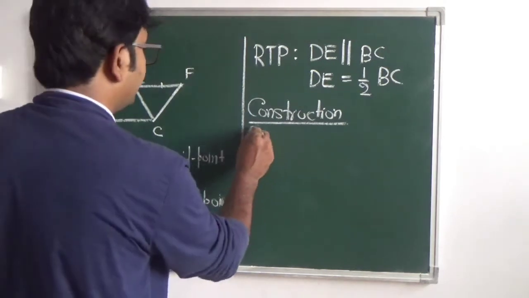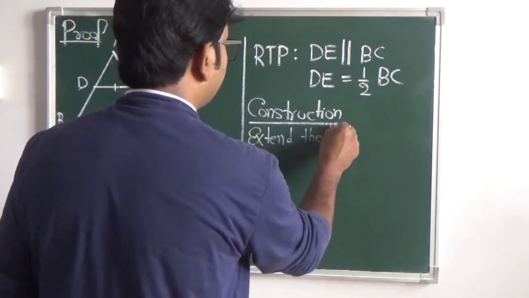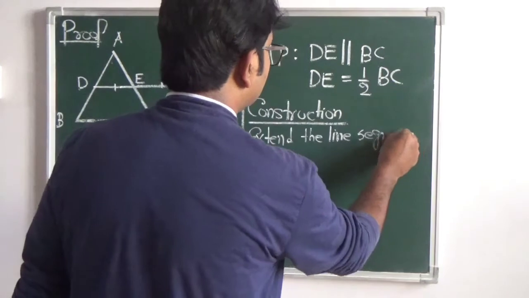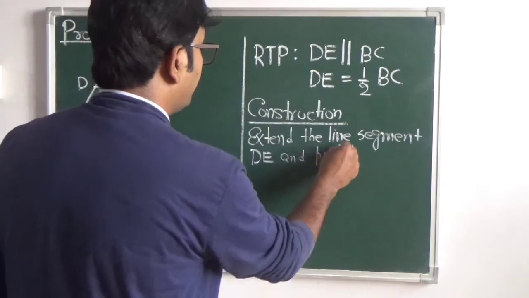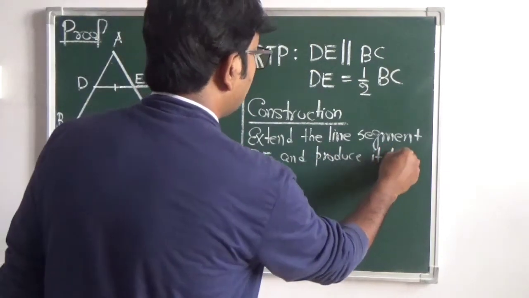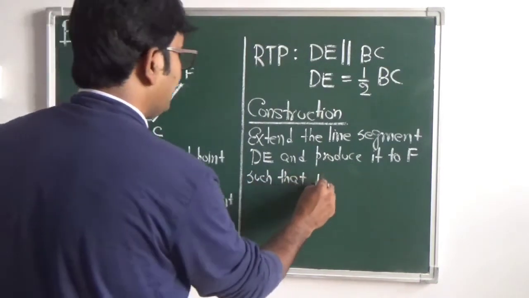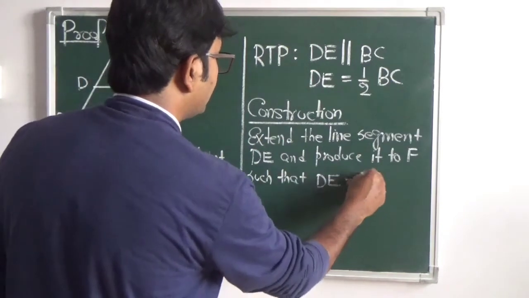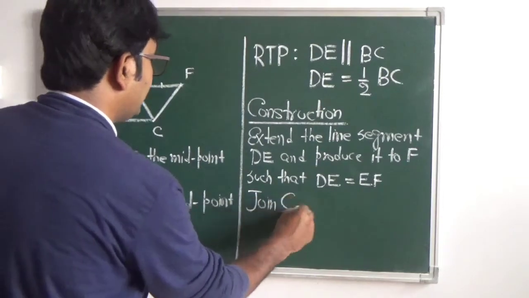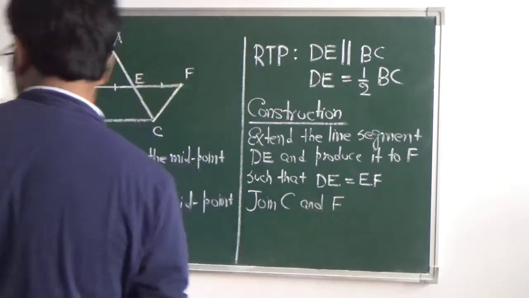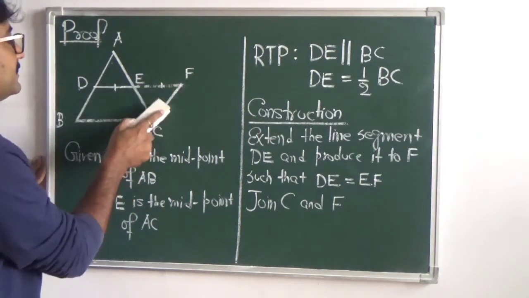So you write down: extend the line segment DE and produce it to F such that DE is equal to EF and then join C and F. So a little bit of construction we have done. Since this is an extra construction, we mark it with dotted lines.